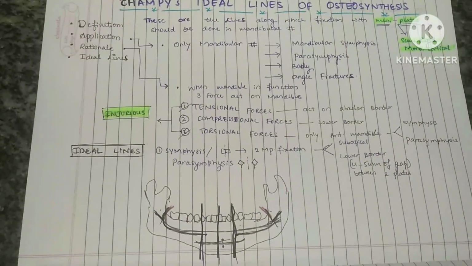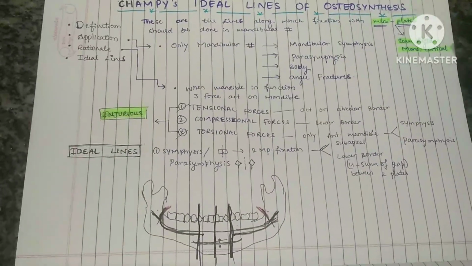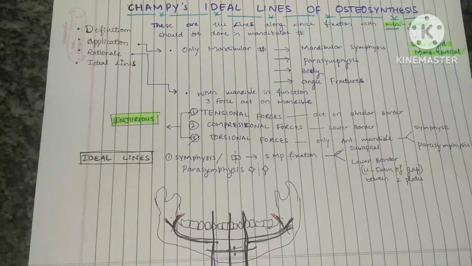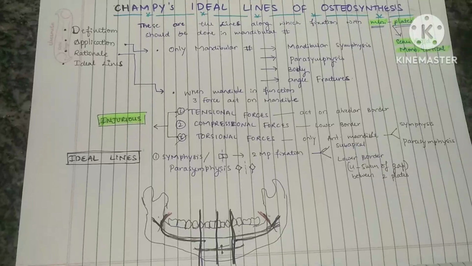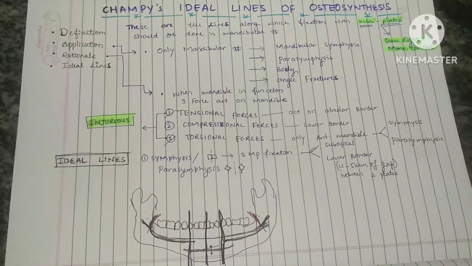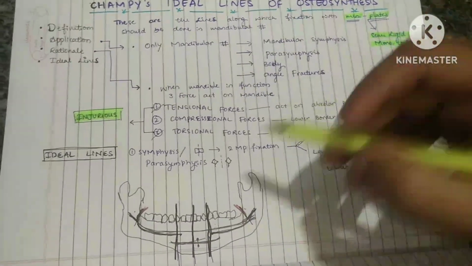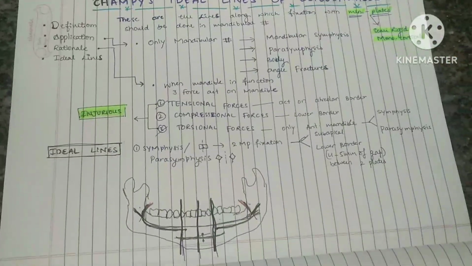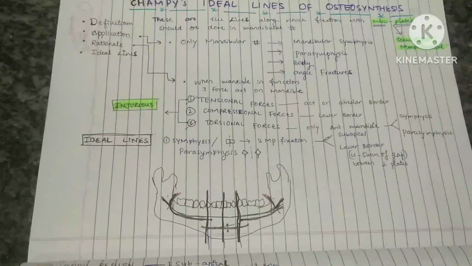Now, coming to the application. These Champy's lines are applicable only in mandibular fracture cases. Which kind of mandibular fracture cases? Fractures occurring in the symphysis region, which occur between the two central incisors of the mandible. This is called a symphysis fracture.